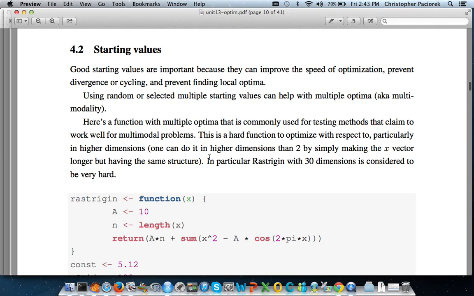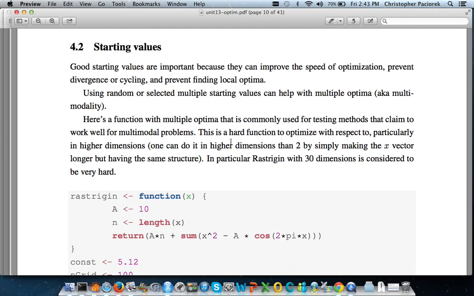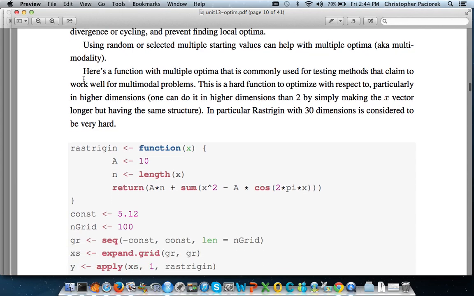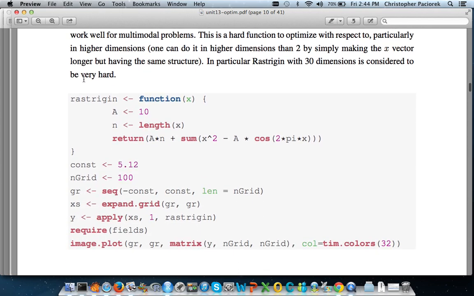Okay, so I've already mentioned this idea that good starting values are important. They can make it a lot faster to find the minimum. They can also prevent divergence, which we already talked about, or sometimes you can get in a case where you're cycling back and forth, and it'll prevent that. And if you have a good starting value, it may prevent you from finding a local minimum instead of the global minimum that you're interested in, which goes back to what Chris and I were talking about.